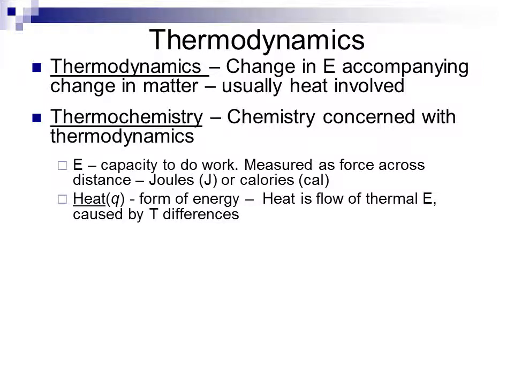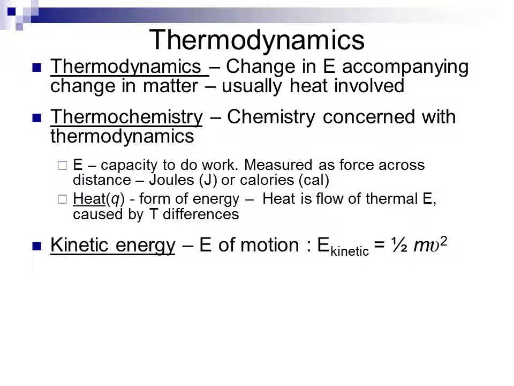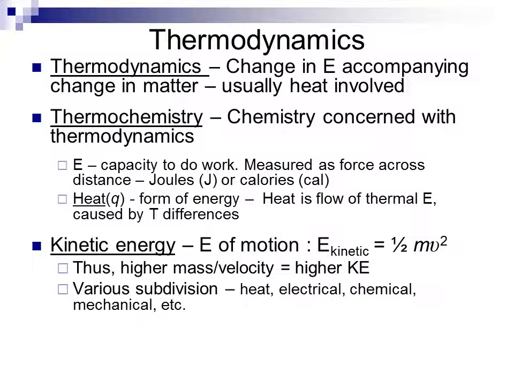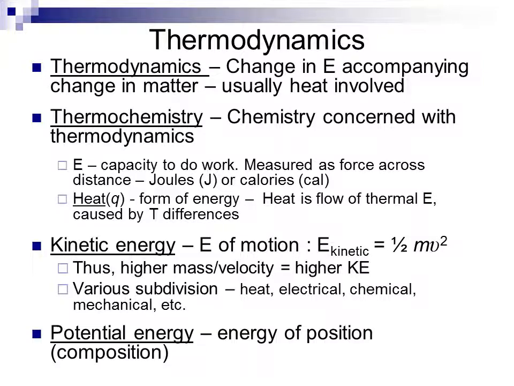energy within a substance. Now, kinetic energy is energy of motion. Things like thermal energy, heat, mechanical energy, chemical energy, all of these are forms of kinetic energy. Kinetic energy has a mathematical formula of 1/2 the mass times the velocity squared. Thus, the higher the mass, or the higher the velocity of a substance, the higher its kinetic energy will be. There are various subdivisions of kinetic energy, as I said: heat energy, electrical energy, chemical energy, mechanical energy.